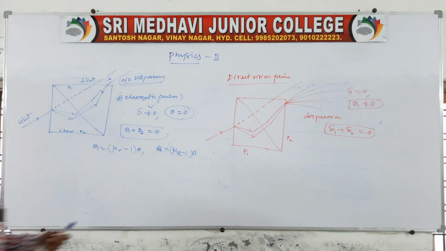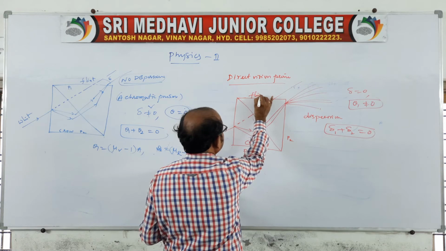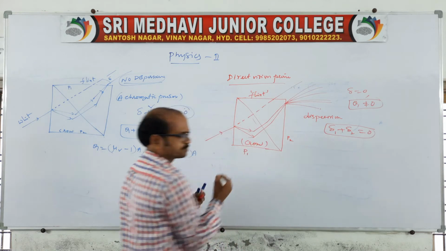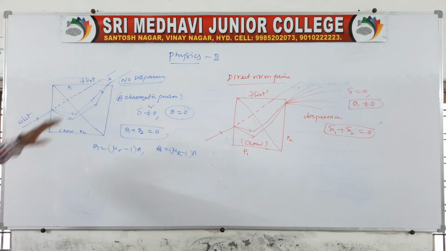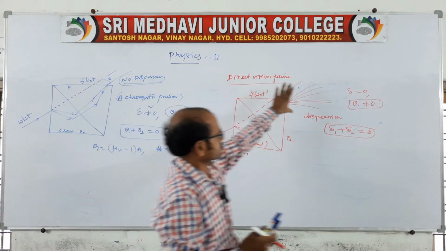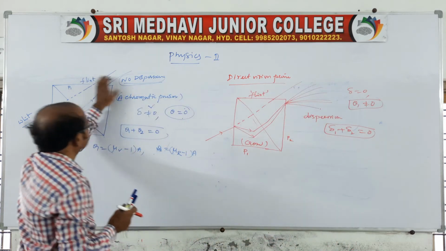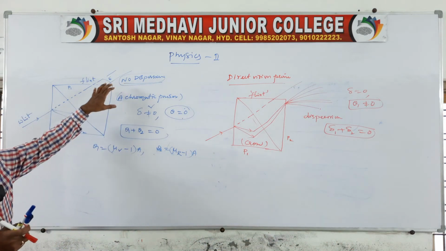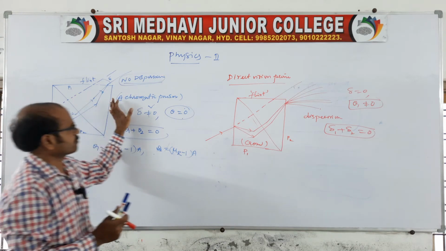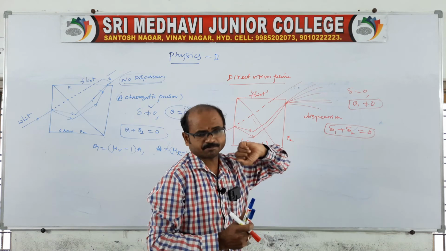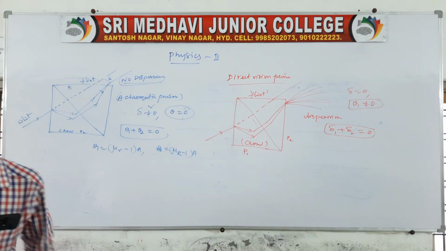One prism is made of crown glass, and one more is flint, F-L-I-N-T, glass prism. When white light is propagated, in this case no dispersion, here dispersion is there but without a deviation, and here deviation is there but without a dispersion. So these are the two types of prisms: one we can say achromatic, and one direct vision prism. Clear? This is the combination of prisms.